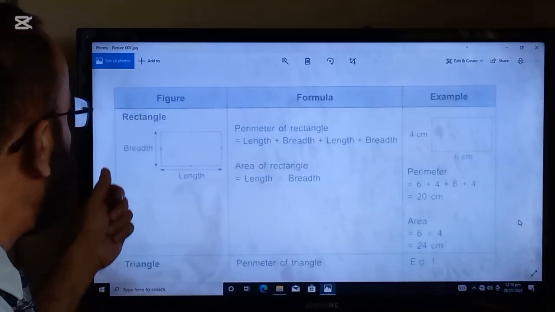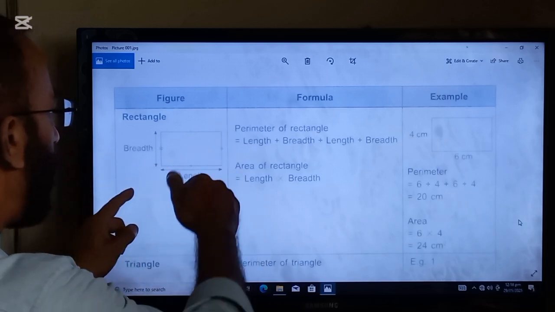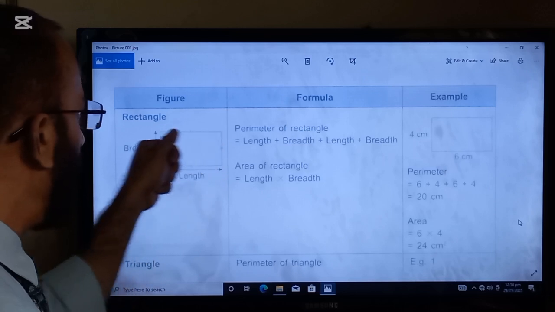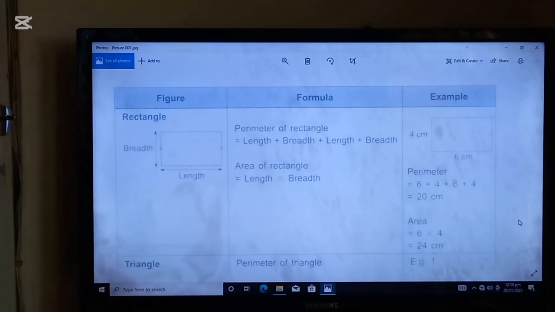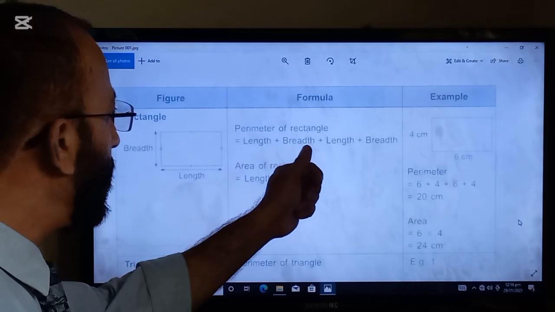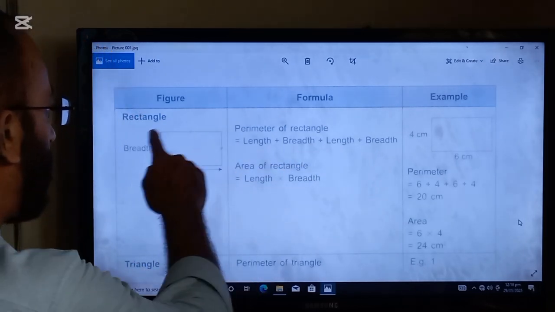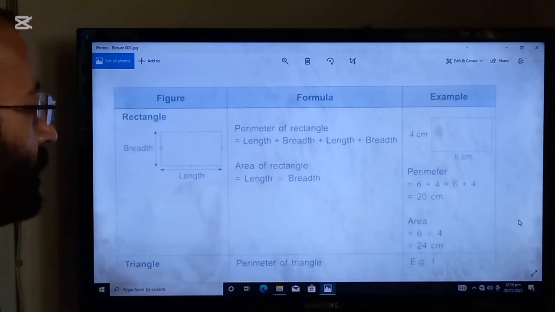The next figure is rectangle. Rectangle is a figure that is having opposite sides equal and each of the angle is 90 degree. That figure will be called rectangle. The perimeter of the rectangle formula is length plus breadth plus length plus breadth. That is sum of the outer boundaries. That is the perimeter of the rectangle.